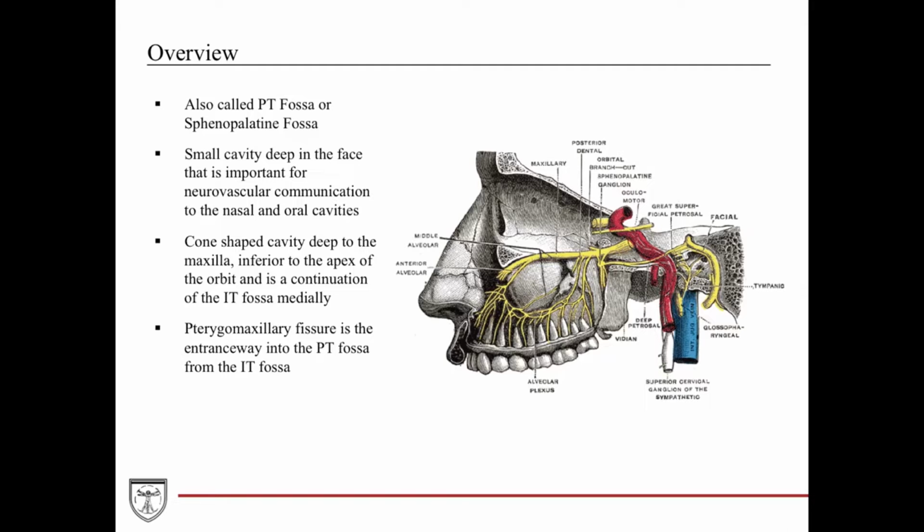And the reason why it's so important is because there are so many different neurovascular structures that are very important as they communicate with nerves and arteries going to the nasal cavity and the oral cavity. It's just a very unique area of the body. What's important again is the pterygomaxillary fissure that we discussed in the infratemporal fossa lecture, this little window. That's pretty much all it is, just an entranceway from the IT fossa to the PT fossa.